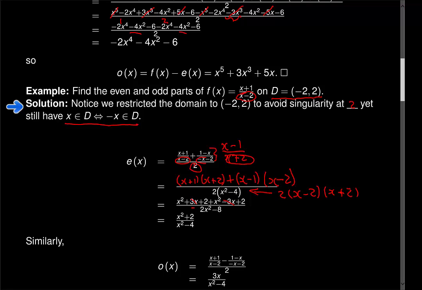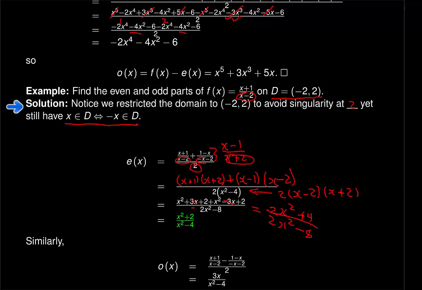So we can factor 2 out. So we could simply write this as 2x squared + 4, and then this would be over 2x squared - 8. So we factor 2 from the top and the bottom, and we're left with (x squared + 2)/(x squared - 4). So that's the even part.